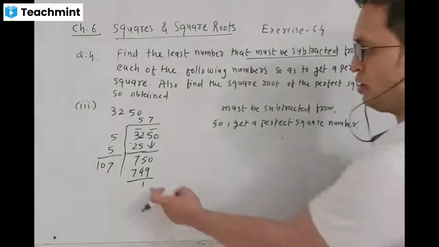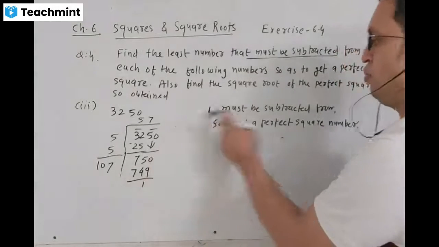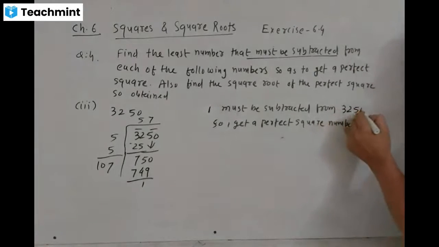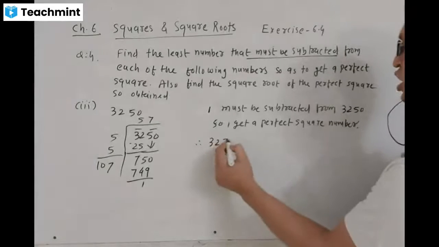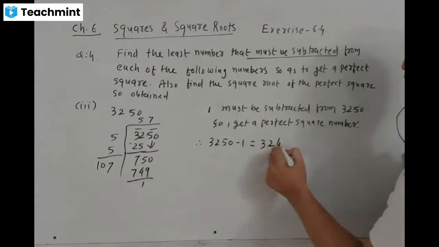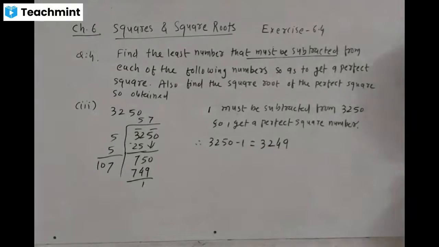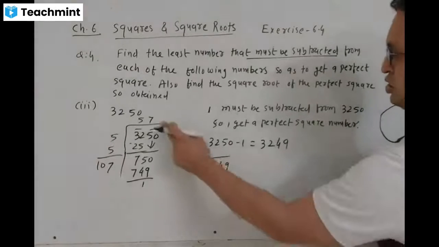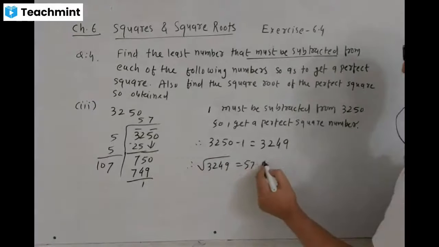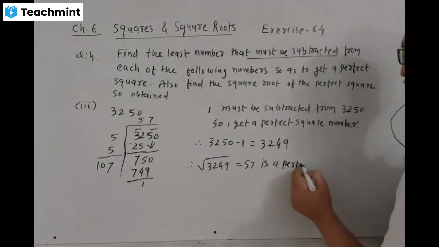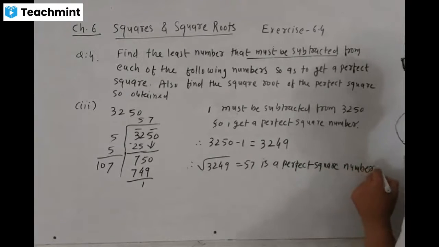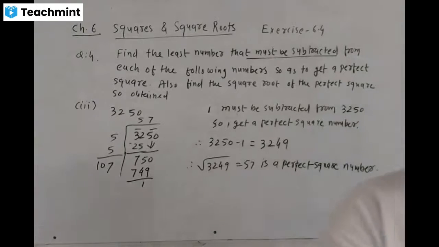Okay. So which number must be subtracted? Only 1 must be subtracted from the number 3250. So we get a perfect square number. Therefore 3250 minus 1, that number is 3249. Clear? Therefore the square root of 3249 is 57, a perfect square number. Clear?